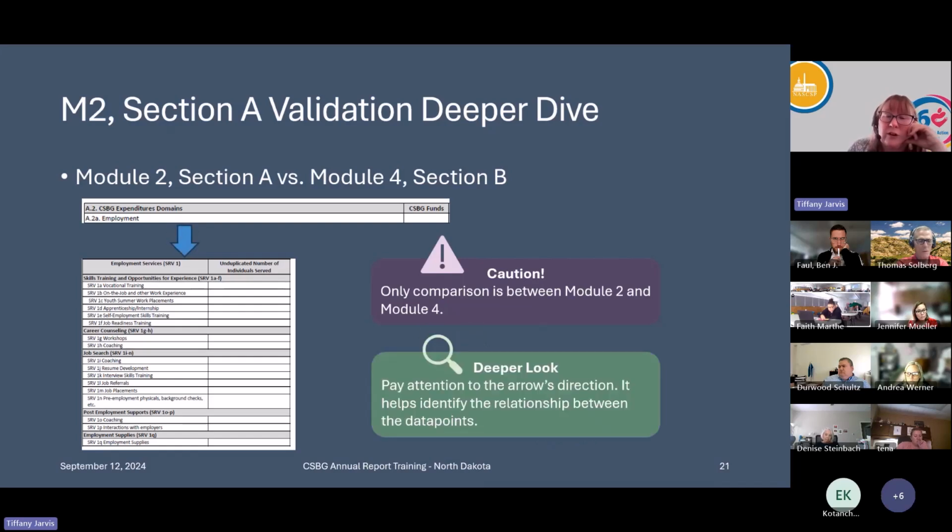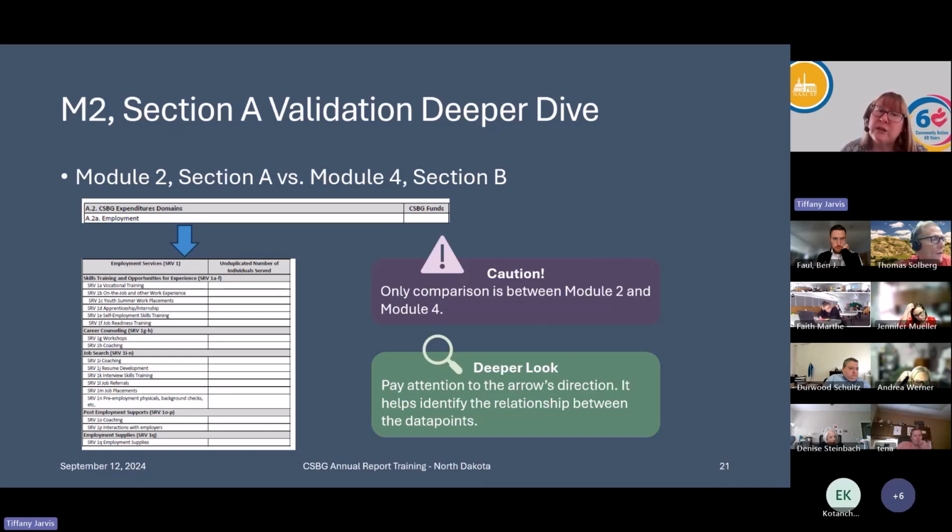Now, like I said, deeper dive here. Look at the direction of the arrow. This tells you how this dependency works. This is saying that it works only one way. And the reason for this is you can have services, but no CSBG dollars. Because if you have a Head Start program or weatherization program, you're going to have services in those particular areas, but you didn't use any CSBG money, so you may not have any CSBG allocation or expenditures under B, which is employment, or D, which is housing. And that is perfectly okay. This is a one way.